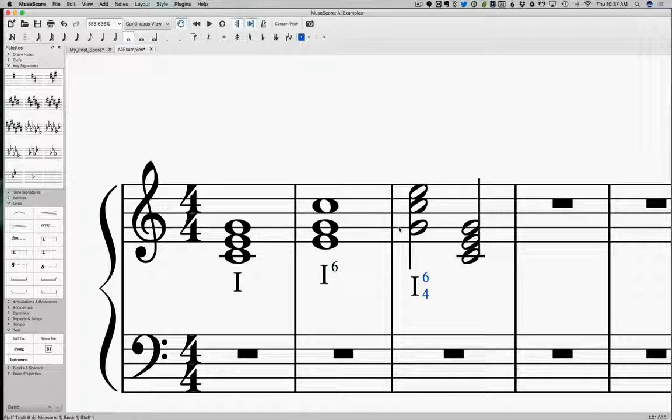First inversion is 6. Second inversion is 6-4. So that only covers us for triads, though. Let's talk about 7th chords. 7th chords, let's go to a new video and talk about 7th chords and inversions.